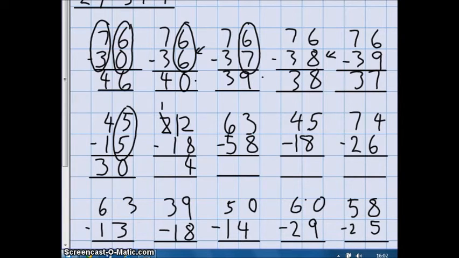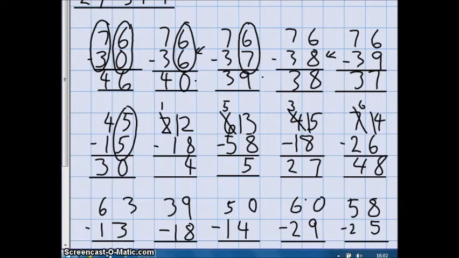Same idea here. 3 take away 8 I can't do. I'll steal from my tens. I'll leave behind 5 tens. I now have 13 take away 8, and that's 5. 5 take away 5 is 0. In this example here, I have stealing from my tens. There's 3 tens left. 15 take away 8 is 7, 3 take away 1 is 2, and the last one for this row, 4 take away 6 I can't do again. I'll steal from the 10, I'll get 14, 6 tens are left, 14 take away 6 is 8, and 6 take away 2 is 4.